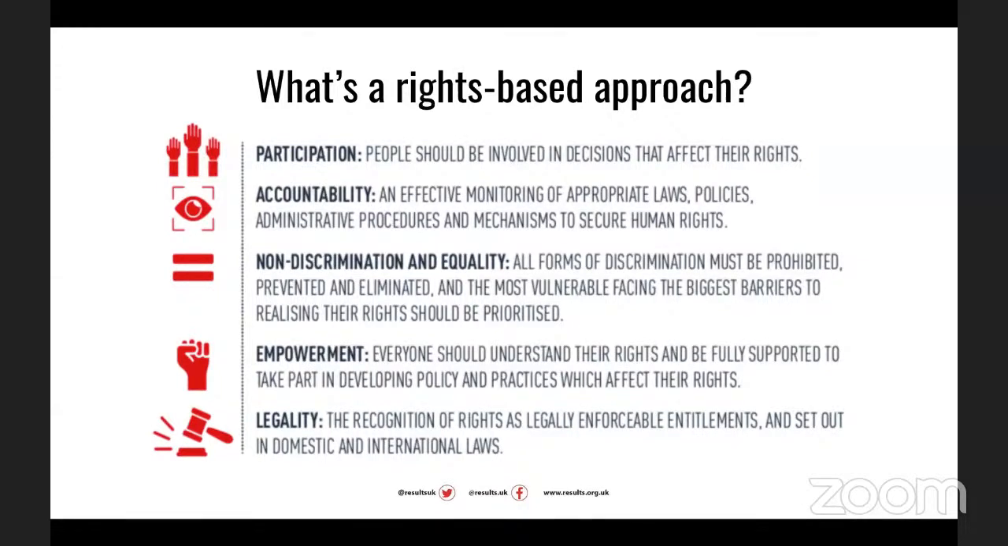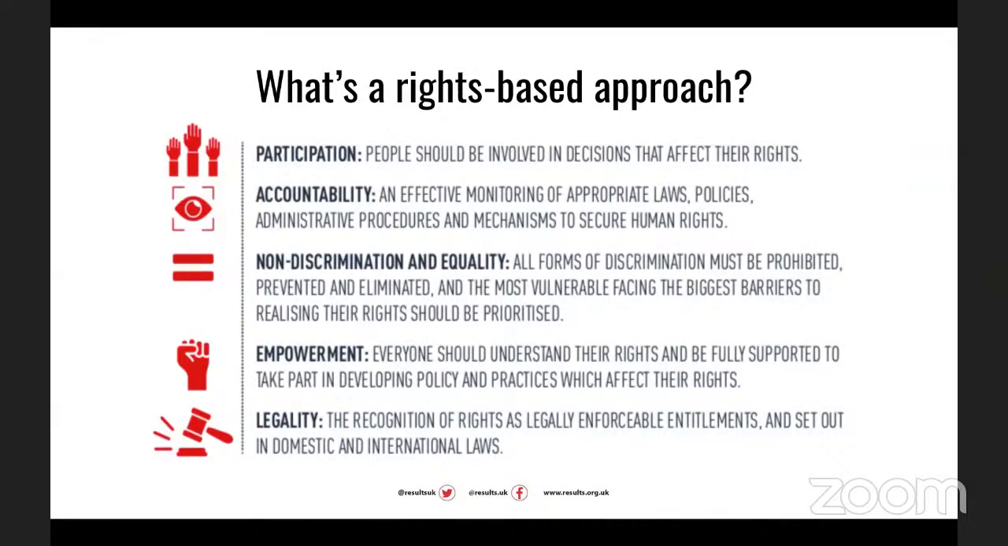When we talk about a rights-based approach, the United Nations often refer to the PANEL principles, which are displayed on this slide. First we have participation, meaning that people should be involved in decisions that affect their rights; accountability, an effective monitoring of appropriate laws, policies, but also administrative procedures and mechanisms to secure human rights; non-discrimination and equality, meaning that all forms of discrimination must be prohibited, prevented, and eliminated, and the most vulnerable, facing the biggest barriers to realizing their rights, should be prioritized.